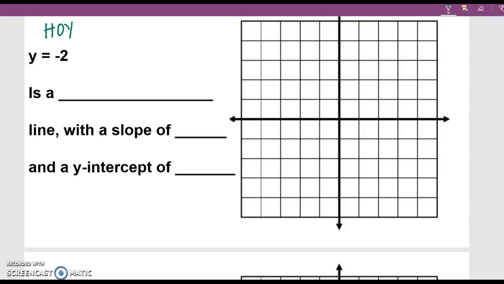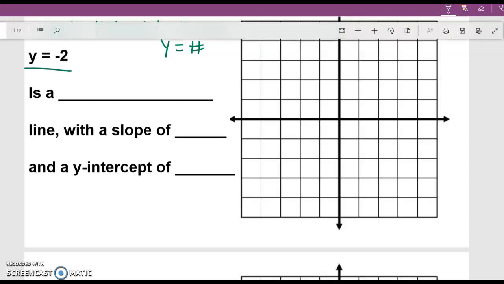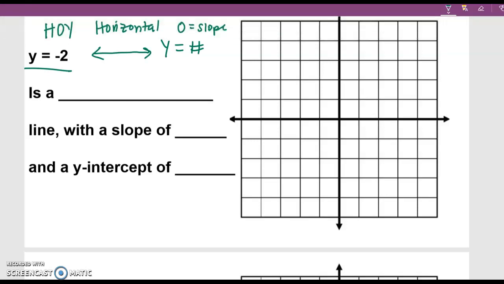That's the acronym I gave you, the silly acronym. H stands for horizontal. That O is actually a 0. That means the slope is equal to 0. And Y means the equation of a horizontal line is Y equals a number. So if I see Y equals a number, I know I have a horizontal line. Horizontal, think about the horizon. That would be your horizon, back and forth.